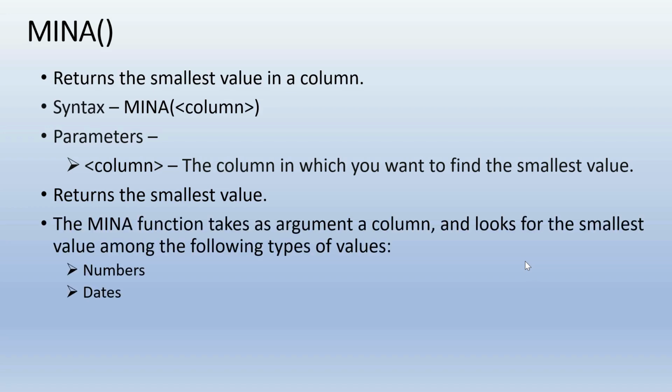MIN function takes as argument a column and looks for the smallest values from numbers or dates, right? But the difference between MIN and MINA is that the MIN function does not consider logical values, that is true or false, but the MINA function supports true and false boolean values also. True will be considered as 1, and false will be considered as 0, and text values will also be considered as 1. So this is the basic difference between MINA and MIN function.